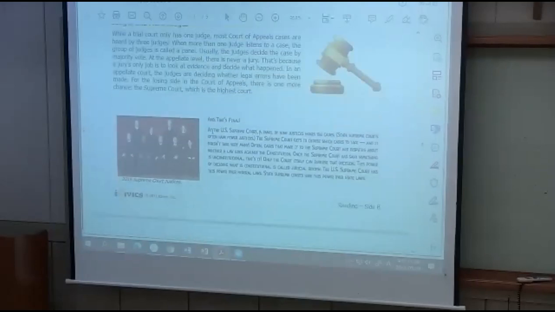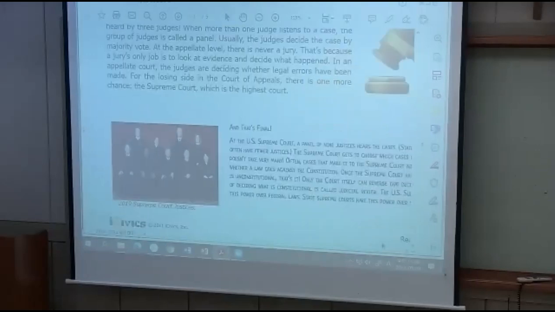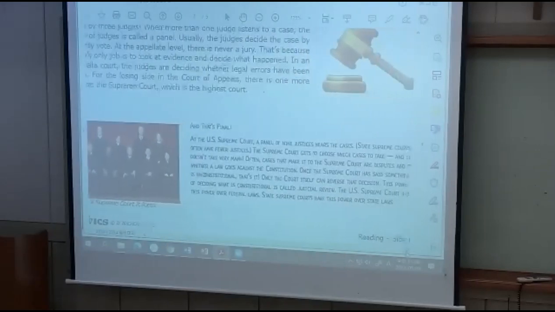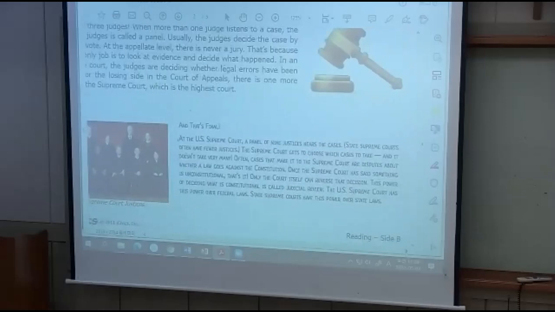And the last court is the Supreme Court. And so you can see the Supreme Court, a level of 9 judges hears the cases. State Supreme Courts often have fewer justices. The Supreme Court gets to choose which cases to take. It doesn't take very many.